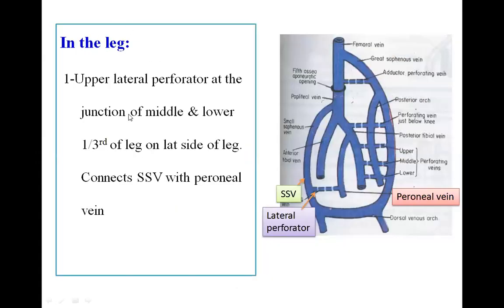In the leg, there is an upper lateral perforator at the junction of the middle and the lower 1/3 of the leg on the lateral side of the leg, which connects the small saphenous vein with the peroneal vein. Here is the small saphenous vein and here is the peroneal vein, and it is connected by the lateral perforator. So in the leg, the first perforator is the lateral perforator.